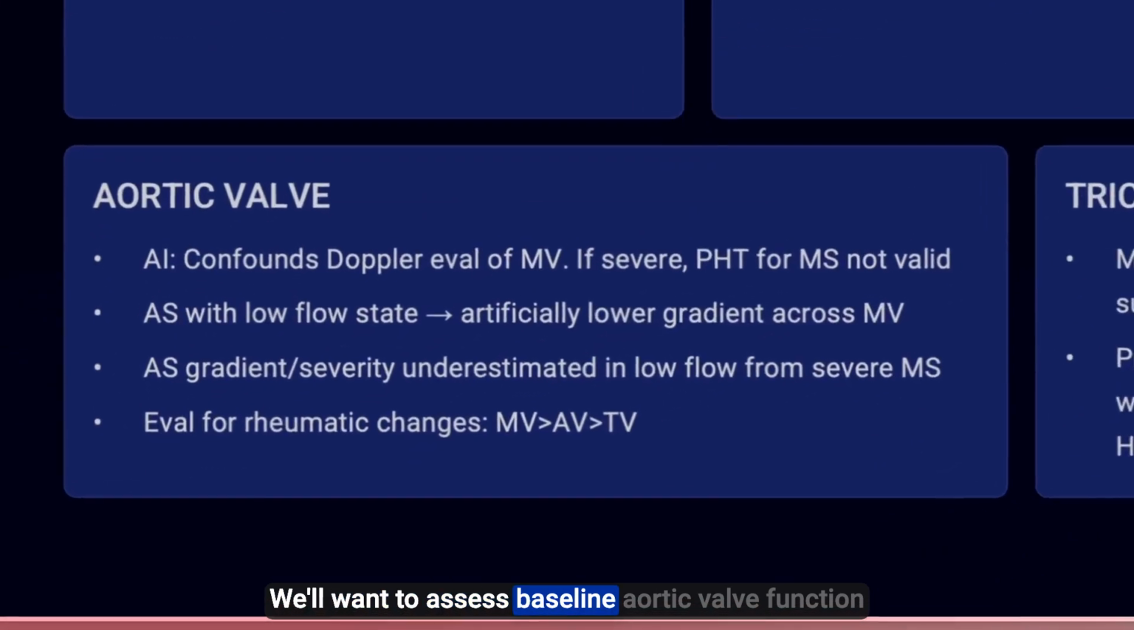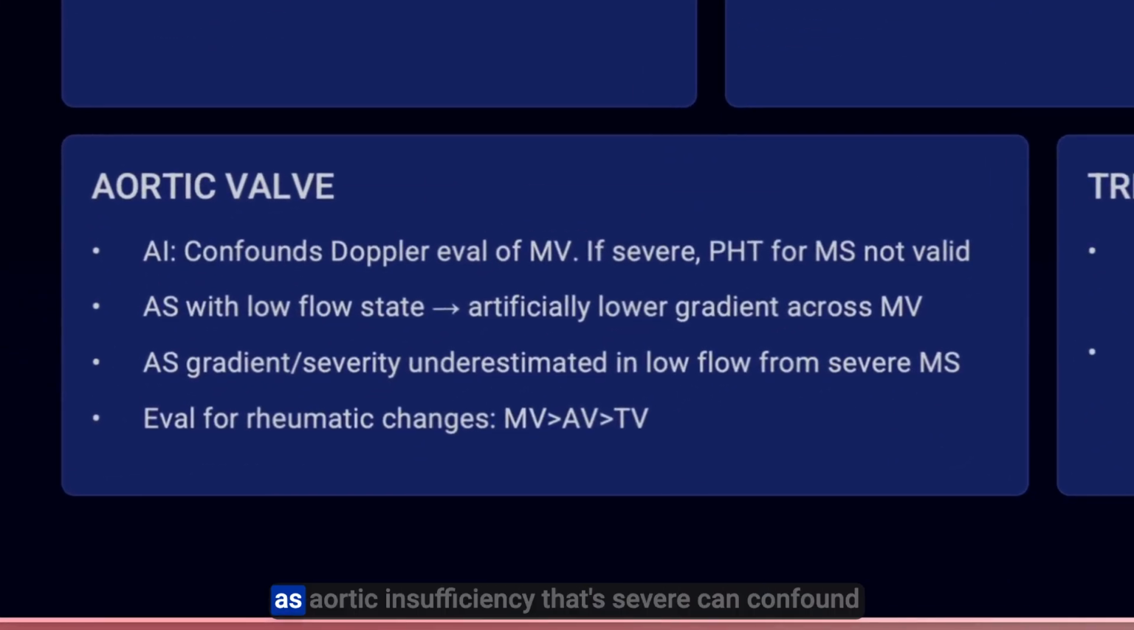We'll want to assess baseline aortic valve function, as aortic insufficiency that's severe can confound our Doppler assessment of the mitral valve, making that pressure halftime assessment not valid. Also, aortic stenosis can cause low flow states that artificially lower the gradient through the mitral valve. In patients that do have significant mitral stenosis that cause low flow states, it can also artificially lower the aortic stenosis gradients and severity. So that's something to keep in mind when you have mixed valve pathologies in certain patients.